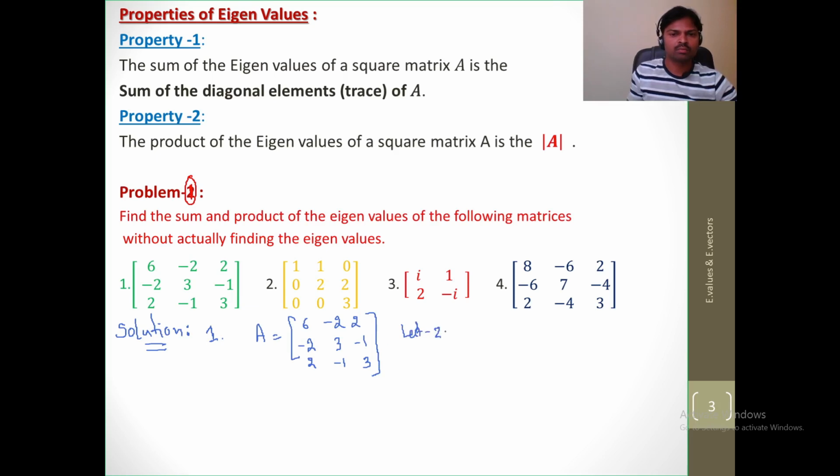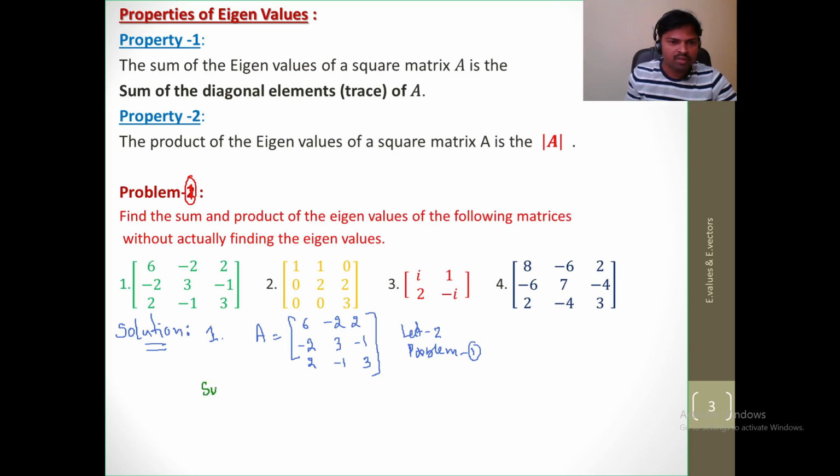Lecture number 2, problem number 1. Look at it once. Same problem I have taken, and we found its eigenvalues and eigenvectors by calculation. Now here, without calculating the eigenvalues, we need to calculate the sum of the eigenvalues and the product of the eigenvalues. So now I want the sum of the eigenvalues.